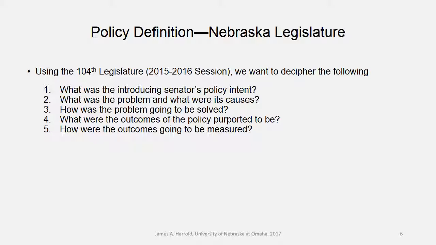Third, how was the problem going to be solved? In other words, there's a problem and they know it and it has causes. So, okay, how are we going to solve the problem? That is what the bill purports to do, right? Okay, and then what were the outcomes of the policy purported to be?